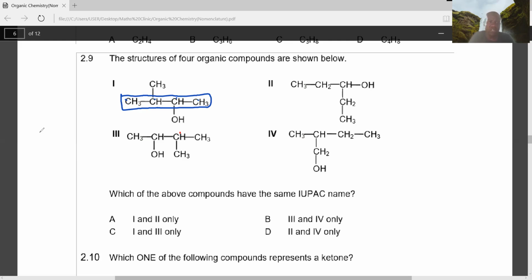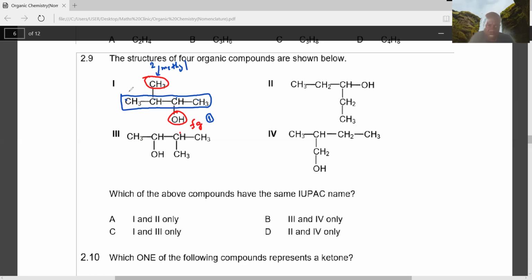Now, secondly, we identify a branch and a functional group. Already we have a functional group, and we already have a branch. What is this branch called? Methyl. According to the numbering, when do we give priority between methyl and the functional group? We give the functional group priority over the alkyl group or a branch.